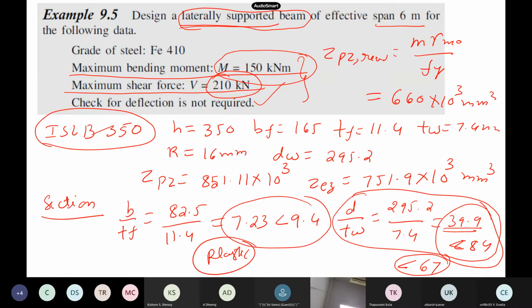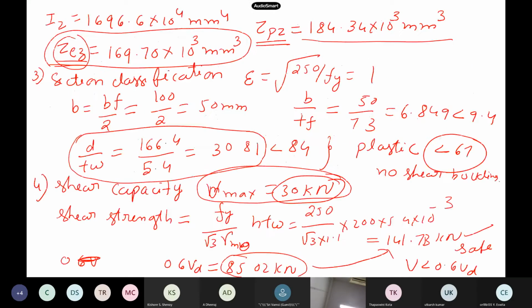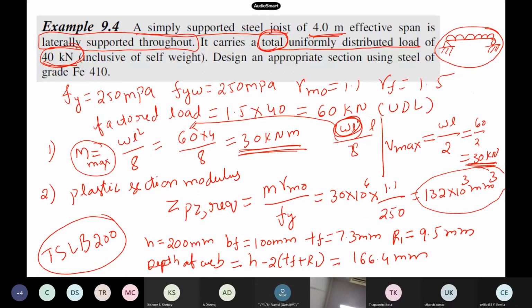See where you have to do the web buckling. In the previous problem, it was a simply supported beam with a uniformly distributed load. When it is a UDL, this web buckling or web crippling happens only under concentrated loads. Concentrated load also means near the supports, because near the supports you have a reaction, so it is more or less like a concentrated load. So there only you have to check.